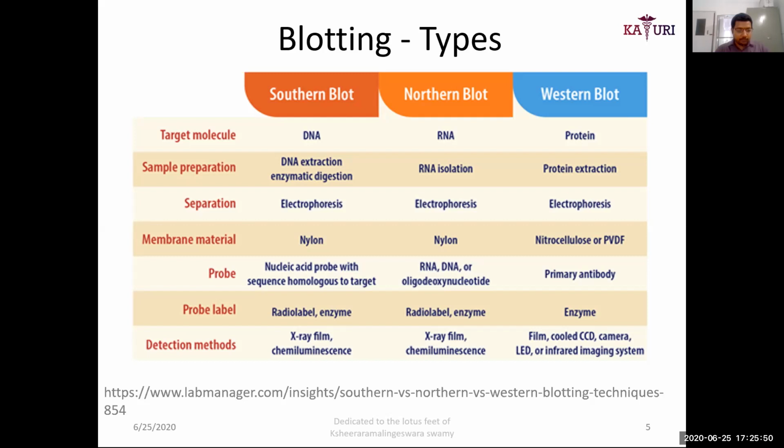Apart from that, detection methods: it can be X-ray film, which is the most common. You can use chemiluminescence also. You can use advanced methods like infrared imaging as the technology develops. So these are the major differences which you have to keep in mind when you are writing a question on blotting techniques.